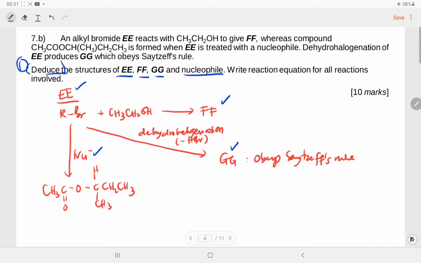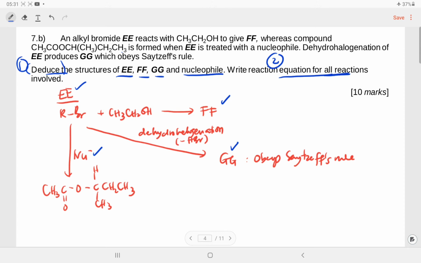Next is you have to write all reactions. Okay, second task is all reactions. So how to get the structure of EE, FF and GG? The best part, to make it easier to know, is to try to look for the nucleophile.